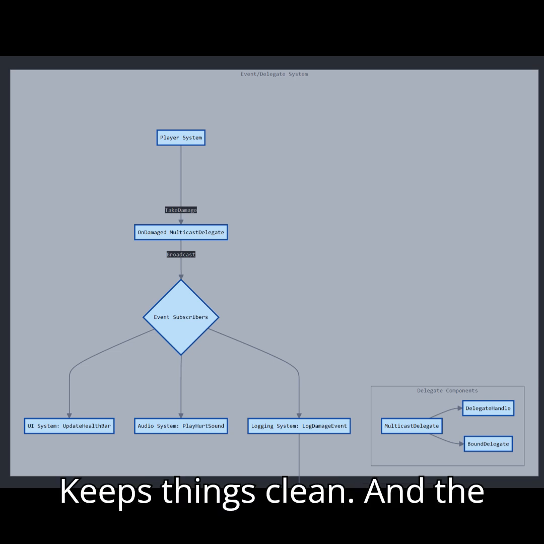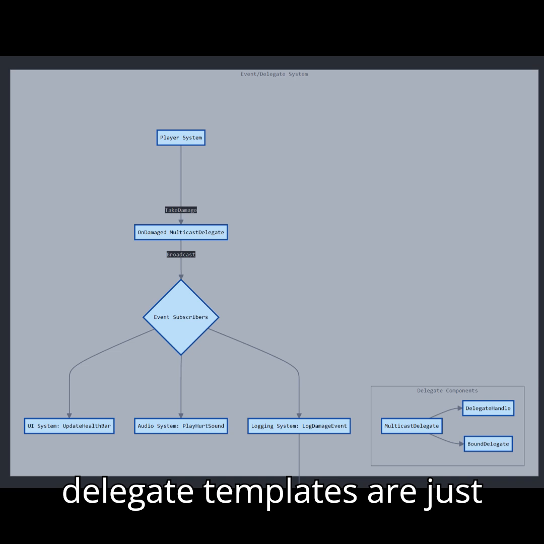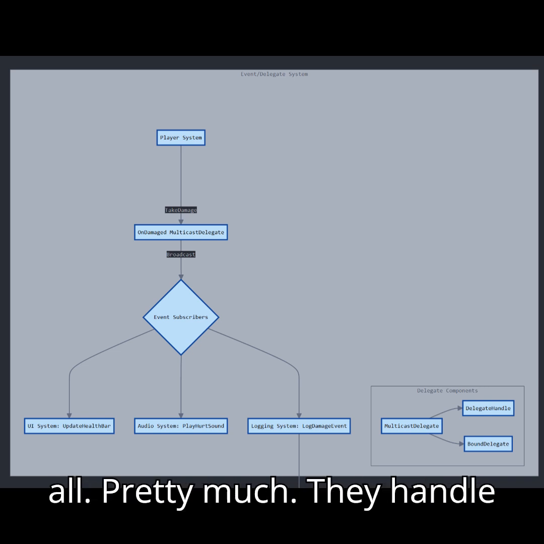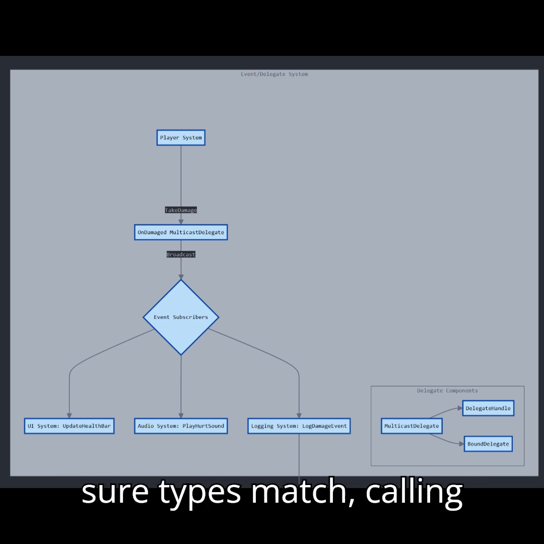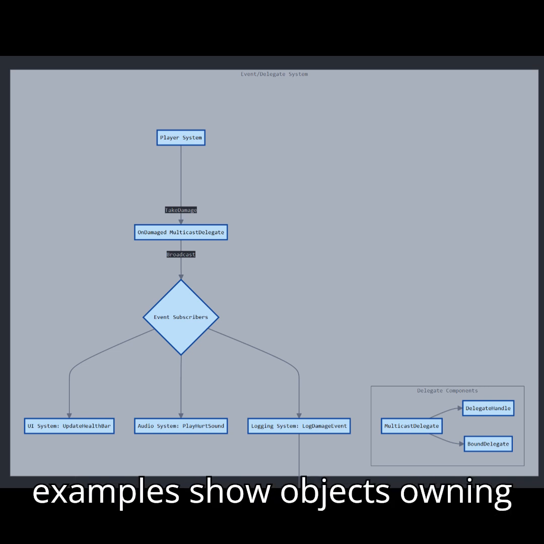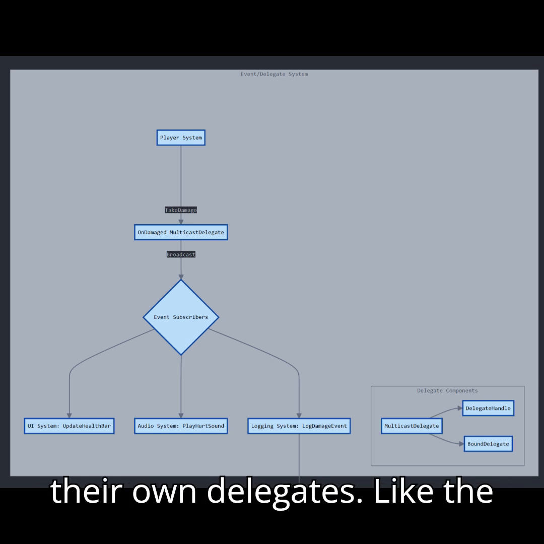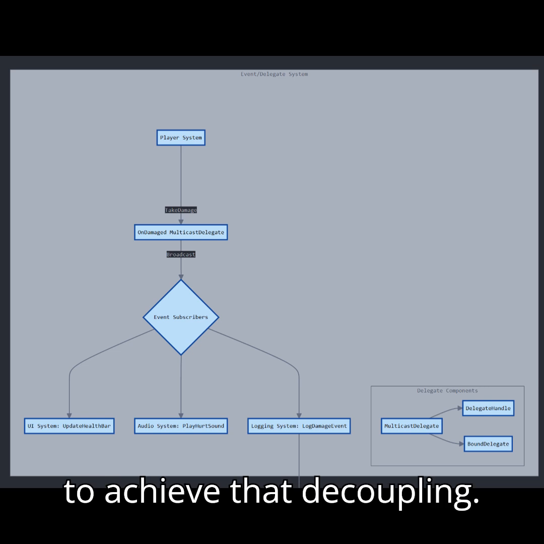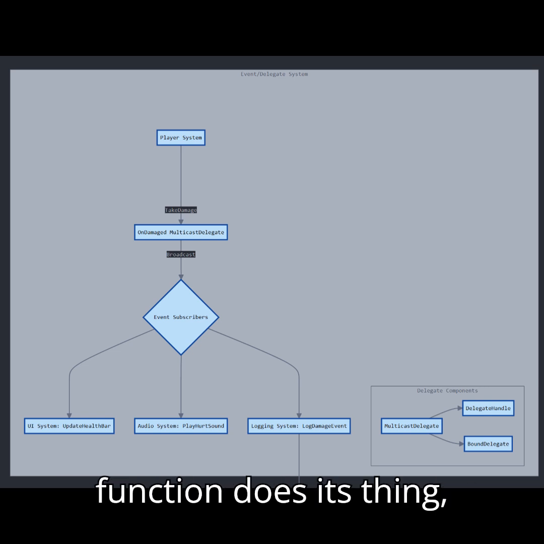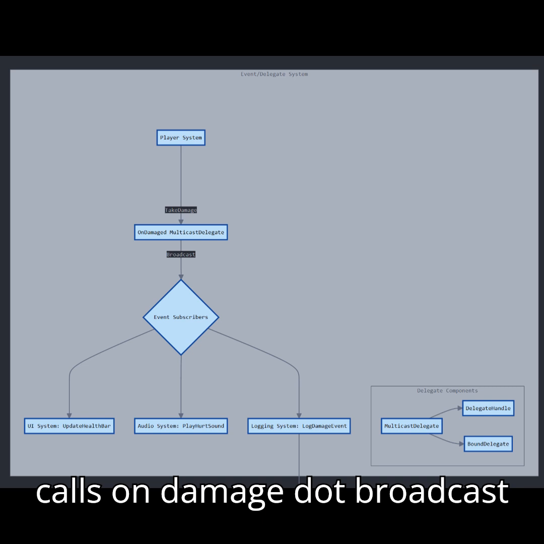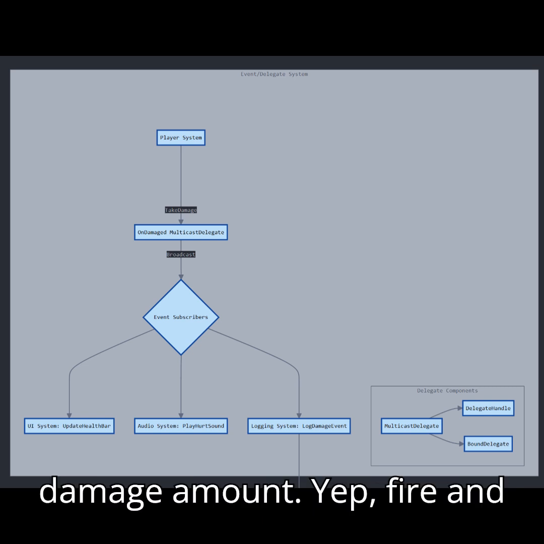Keeps things clean. And the delegate and multicast delegate templates are just the C++ mechanics behind it all? Pretty much. They handle storing the listeners, making sure types match, calling them safely. The document's examples show objects owning their own delegates, like the player having OnDamaged, which is a really clean way to achieve that decoupling. So the player's TakeDamage function does its thing, updates health, then just calls OnDamaged.Broadcast(damageAmount). Yep, fire and forget, essentially.